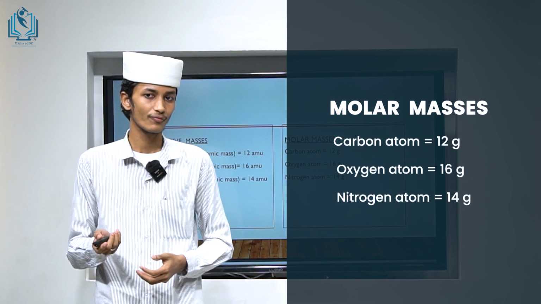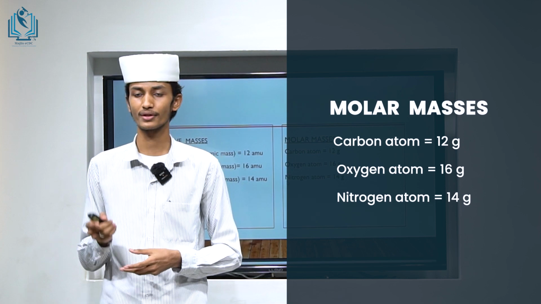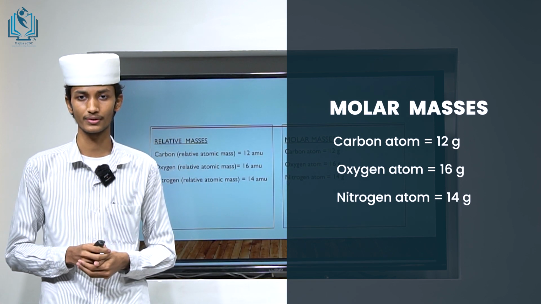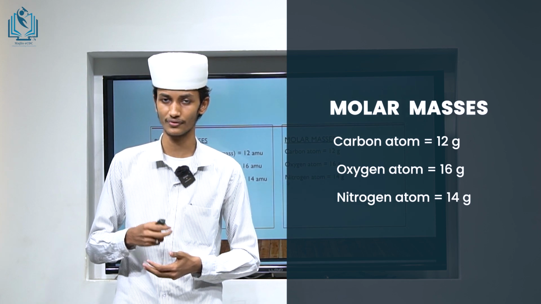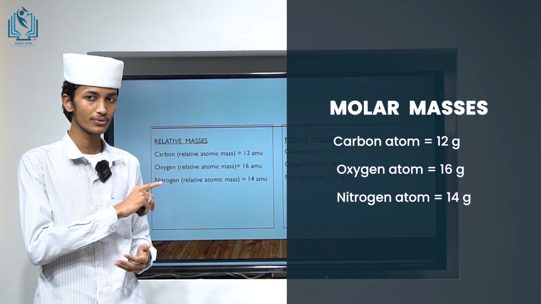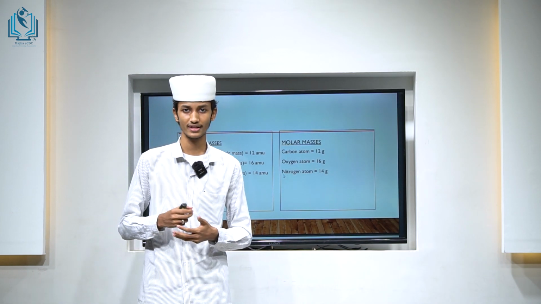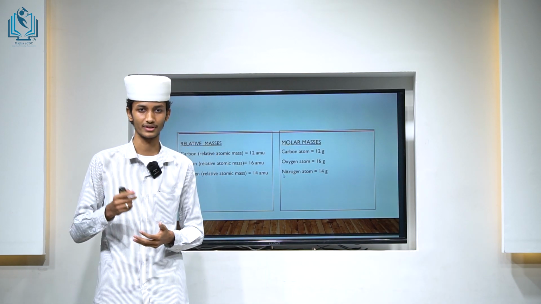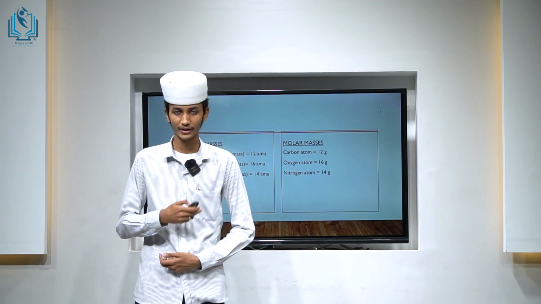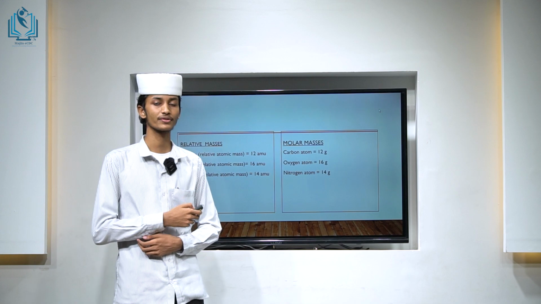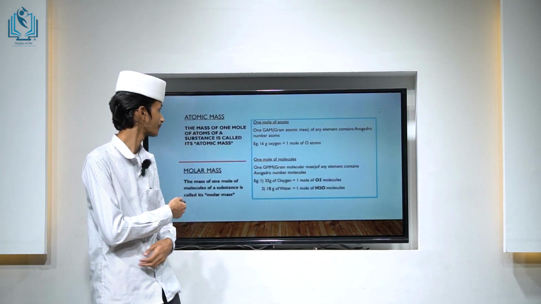So 1 mole of carbon atoms is equal to 12 gram, 1 mole of oxygen atoms is equal to 16 gram, and 1 mole of nitrogen atoms is equal to 14 gram. And it is also equal to 6.022 into 10 raised to 23 atoms of that element. That is also equal to 1 mole. By using this technique, we can introduce the concept of the mole. Okay, let's step into the next session.